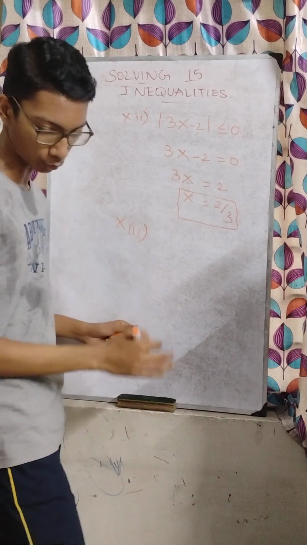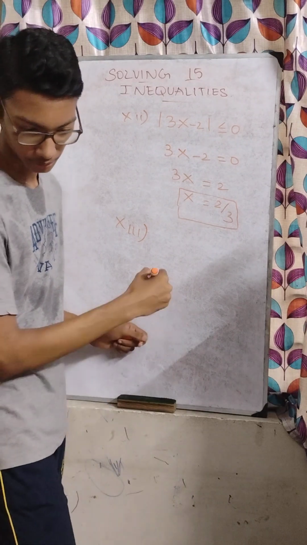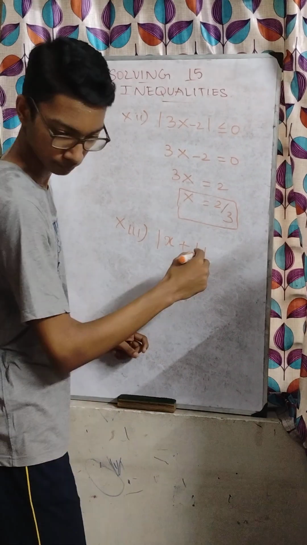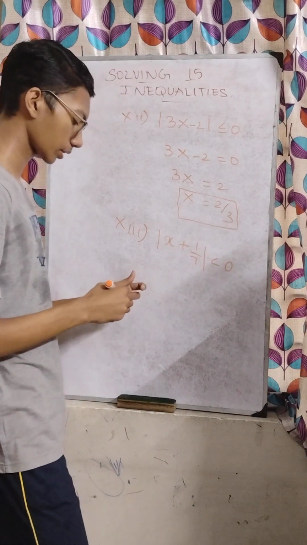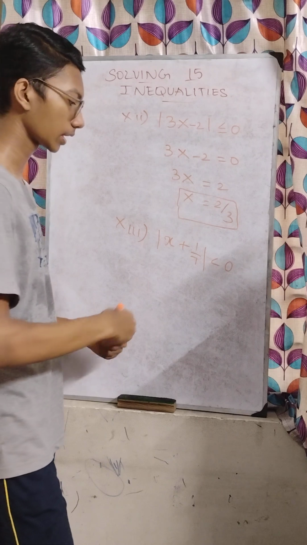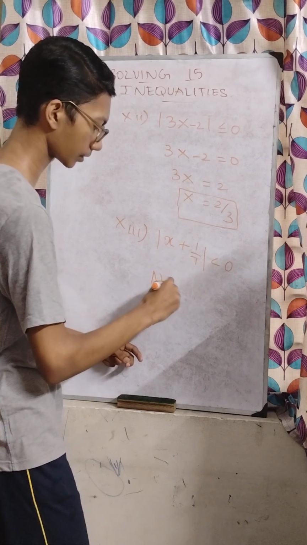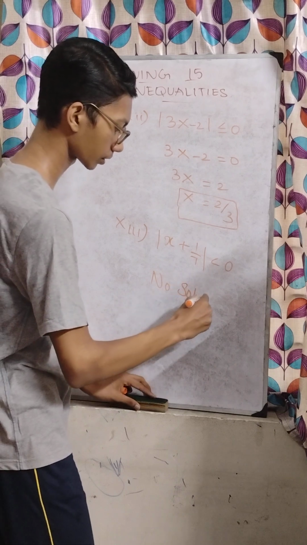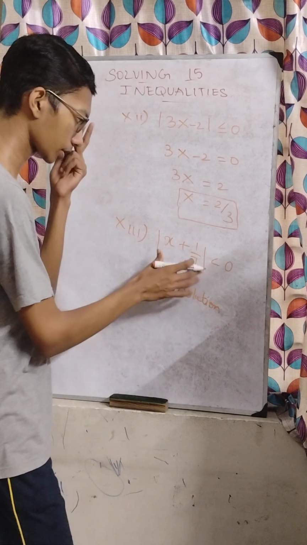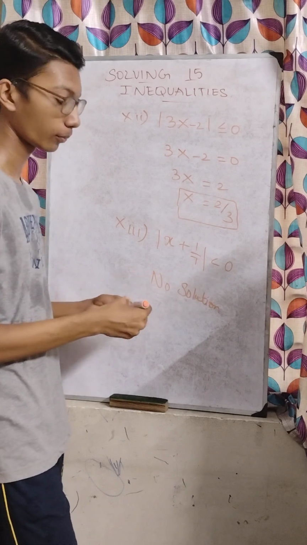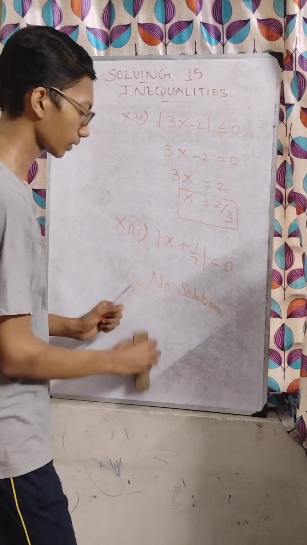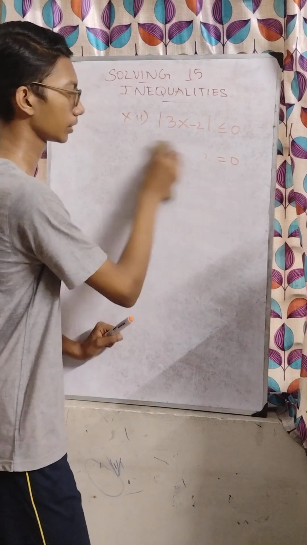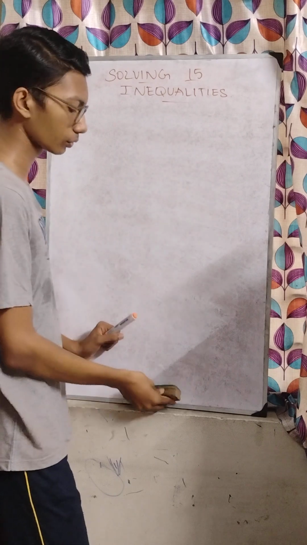Now we'll get to the 13th one. So the 13th question is modulus of x plus 1 by 7 is less than 0. So this is the question. Now if we see clearly, then we know this has no real solution. This question has no solution because a modulus can never be less than 0. So that's why this question has no solution. There might be some questions like this which will be very easy, but look hard.